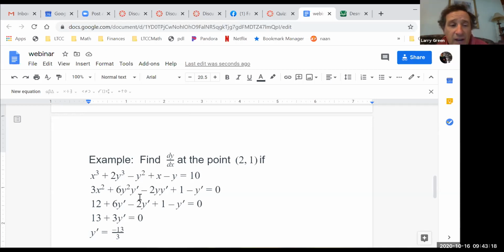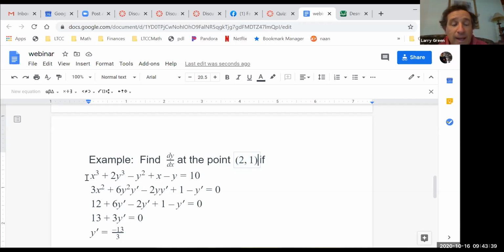Okay. If you had solved for y prime first, it's just messy because you got to move all those x squareds and y squareds, and then you plug in. It's just going to be a mess. Whereas this is much easier. So if you have the values of x and y, use them as soon as you take the derivative.